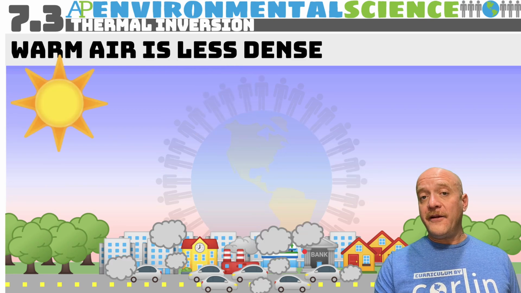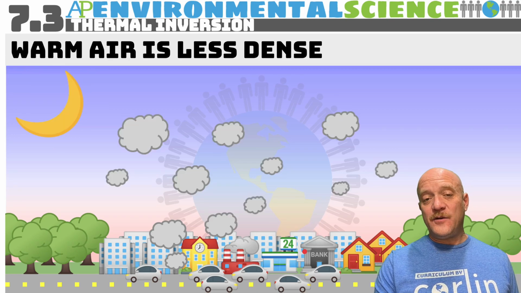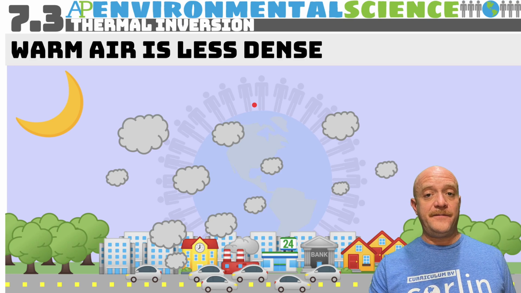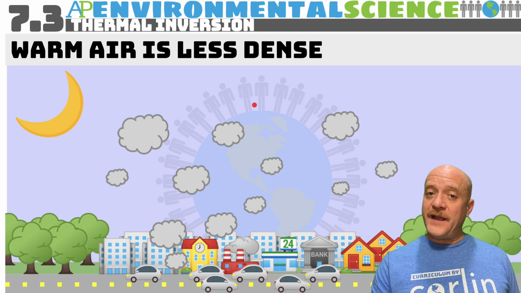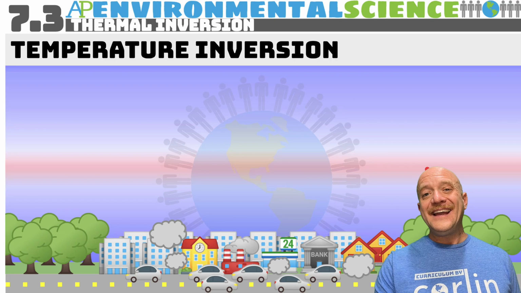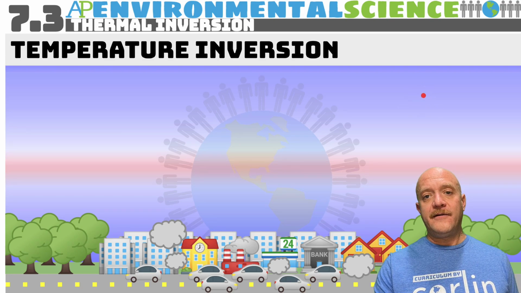Now, warmer air is less dense. So at night, when the air is cooler because there's no sunlight, the warmer polluted air rises off and dissipates into the atmosphere. Now, there is a situation called a temperature or a thermal inversion in which a layer of warmer air gets trapped in between two cooler layers of air. So you'll typically have cool air, warm air, and cooler air.